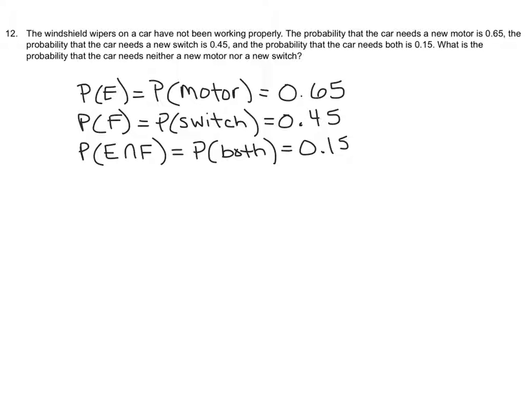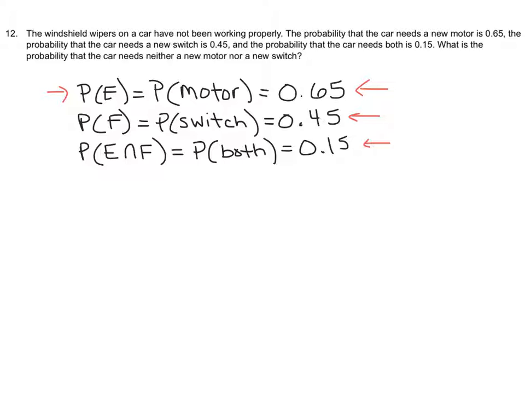First, I'll write down the pieces of information that are given to me. Now, I'm given the probability of one event. We'll call that the probability of E, which is the probability of getting a new motor. And that probability is 0.65. The probability of the second event, which is the probability of needing a switch, is 0.45. Then the probability of the intersection, which is the probability of needing a new motor and a new switch, is 0.15.